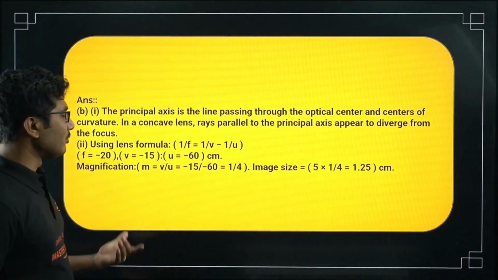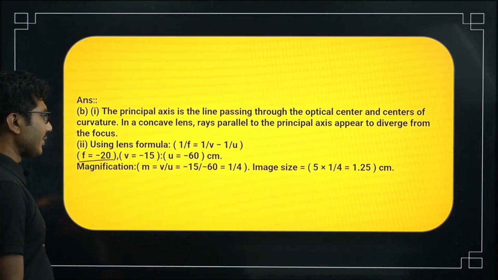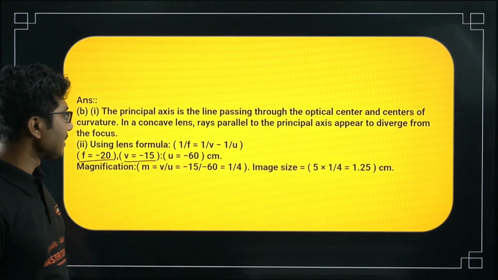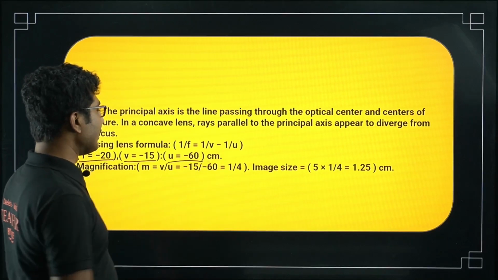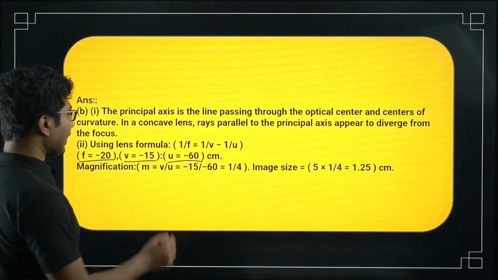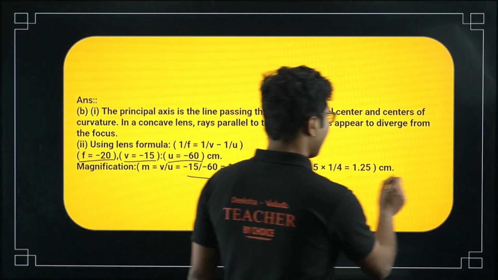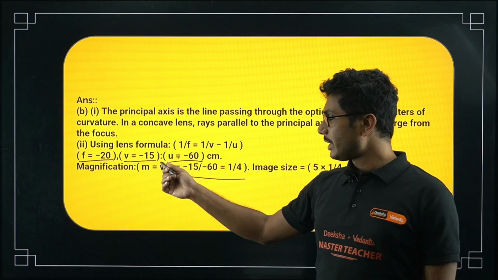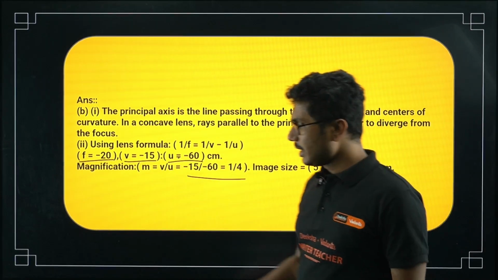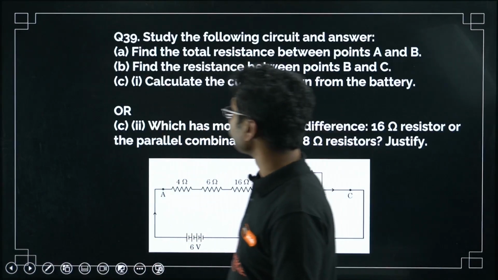Now using the lens formula, 1 by f is equal to 1 by v minus 1 by u. f is given minus 20, concave lens, v is given minus 15 centimeter, u you can calculate to be minus 60. And from there you can calculate the magnification to be 1/4. So image size is 1.25 centimeter. So if you calculate u, from there you can calculate the magnification, and from there you can calculate the image size as well. Now let's move on to the 4 marker section.